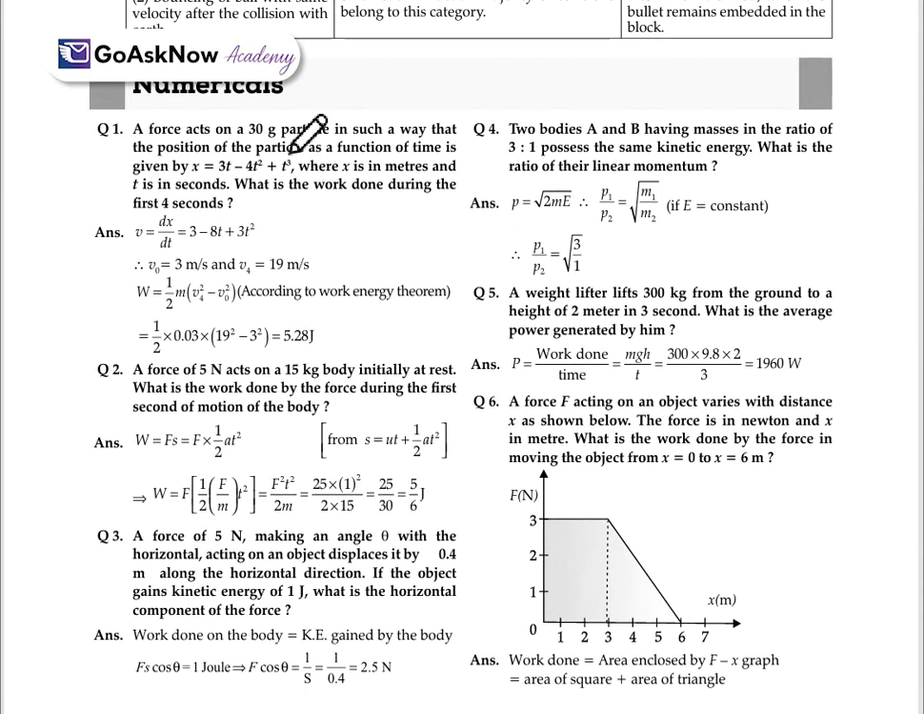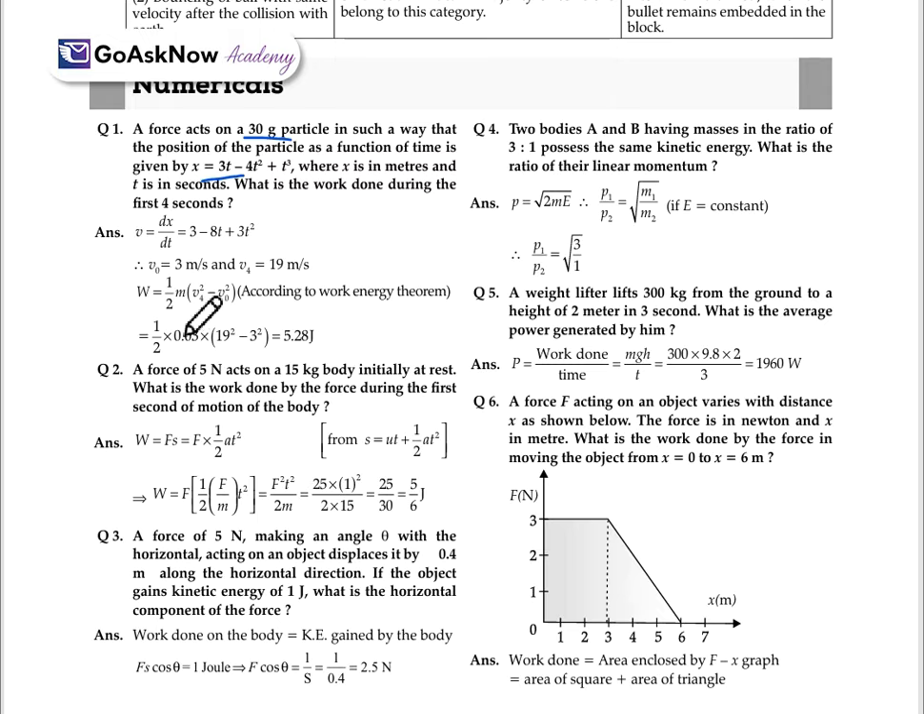A force acts on a 30-gram particle in such a way that the position of the particle is a function of time, x = 3t - 4t^2 + t^3, where x is in meters and t is in seconds. We have to find the work done during the first 4 seconds. Velocity is the derivative of displacement with respect to time, so v = 3 - 8t + 3t^2. Differentiating, we get v0 = 3 m/s and v4 = 19 m/s.